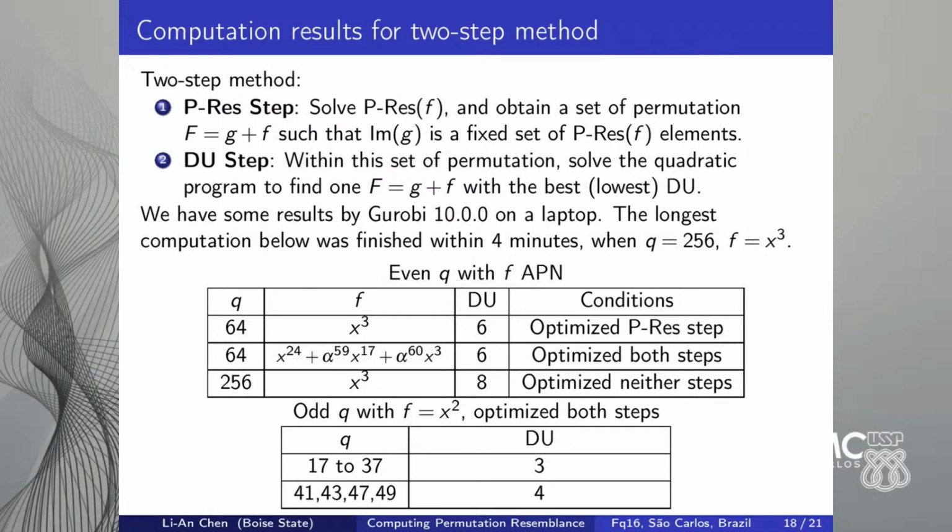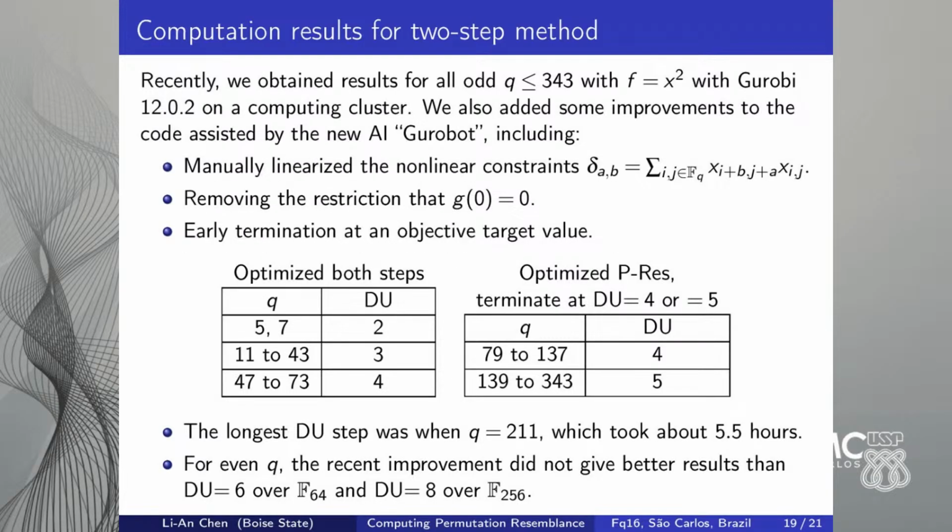For the odd characteristic, in our paper we have results up to 49 using x cubed, where x squared is the planar function. But here I'm happy to share that recently we pushed the computation to 343. We used the newer version of Gurobi this year, on the computing clusters at Boise State. We also added some improvements to my code, since they have a new AI Guru bot. So I checked with Guru and improved my code.